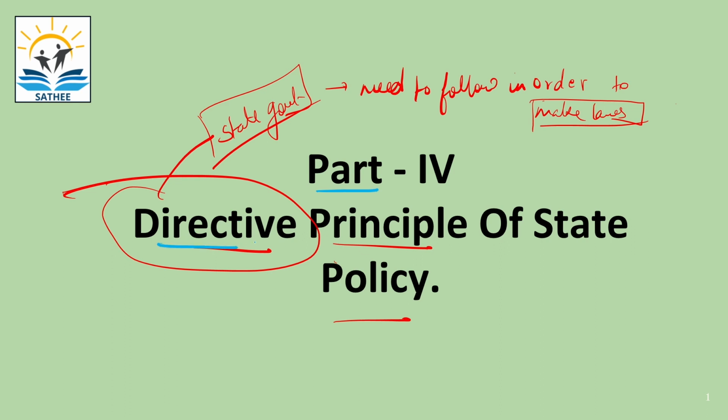When we talk about directive principles of state policy, the first thing you need to remember is that these principles are in the nature of directives to the government to implement, for establishing what? Social and economic democracy in the country. So in order to ensure social and economic democracy, we follow directive principles of state policy.